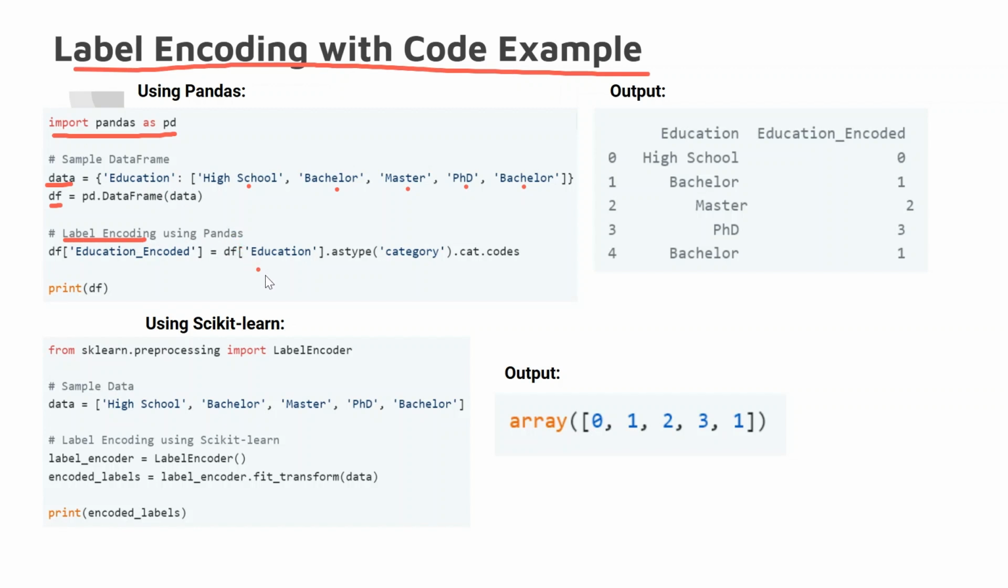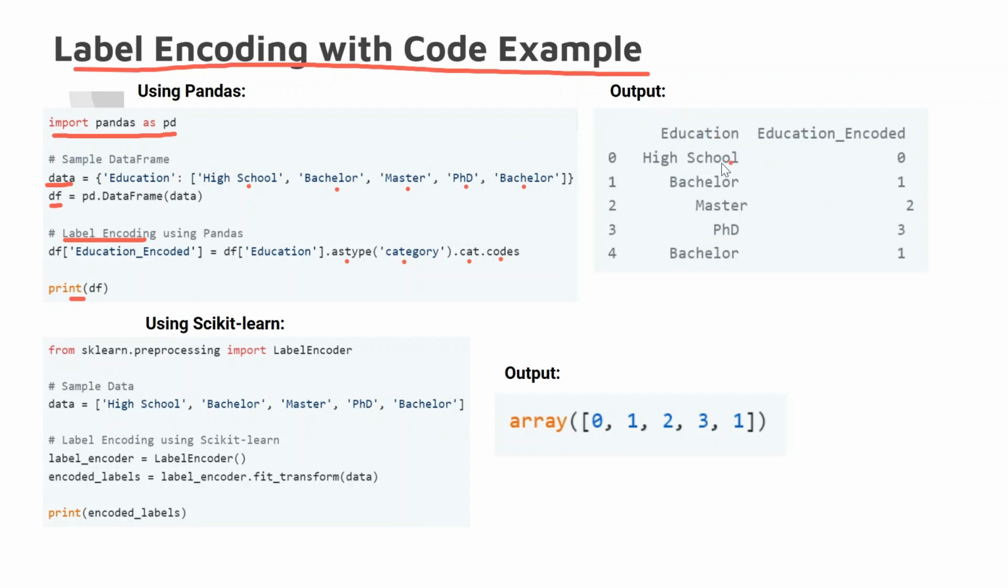We use pandas' built-in method to convert the education column to a category type, then get the numerical codes for each unique value. astype category changes the data type to category. cat.codes gets the integer codes representing each category. And we print the updated data frame. Let's look at the output explanation.